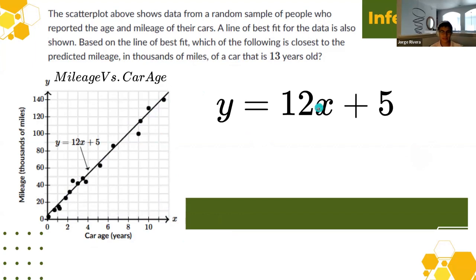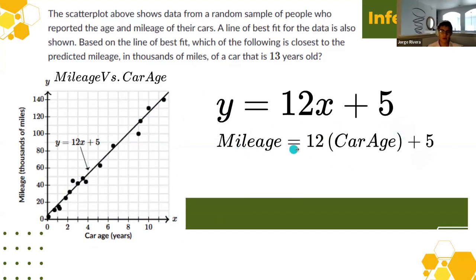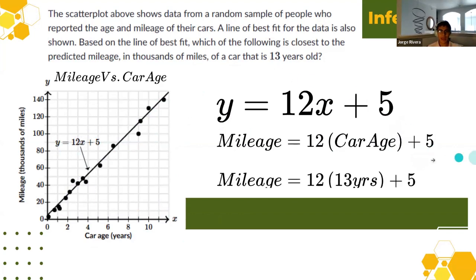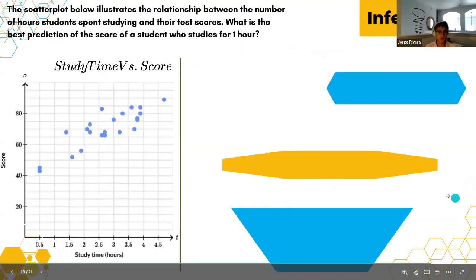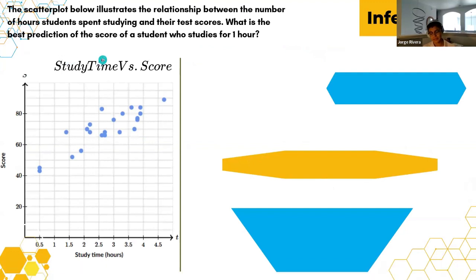So then that means that y is equal to 12x plus 5, right? So then that means that the mileage of the car is equal to 12 times the age of the car plus 5. So we can just plug this in using this equation that is given and find out the mileage. If we have 12 times 13 plus 5, that's going to mean that the mileage is going to be 161,000 miles, right?